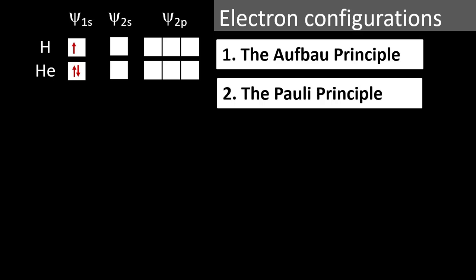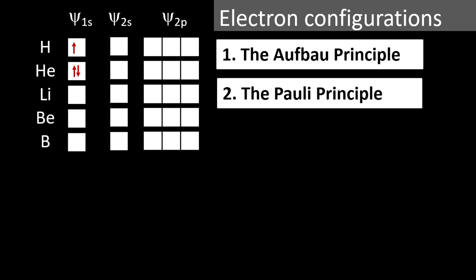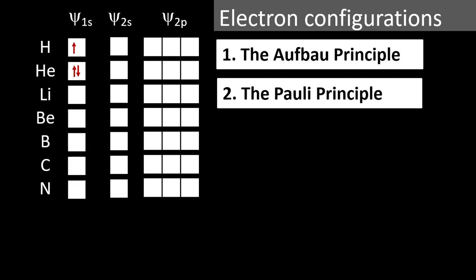So here is how we represent the configurations of hydrogen and helium. The next element is lithium with 3 electrons. There is no room in the 1s orbital for a third electron.